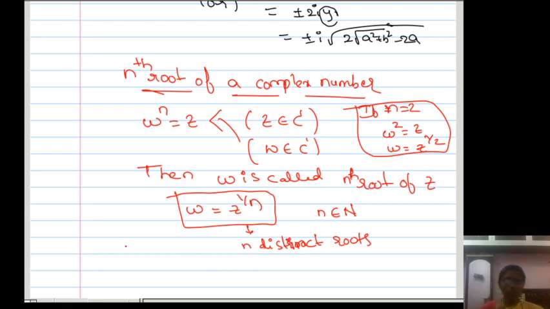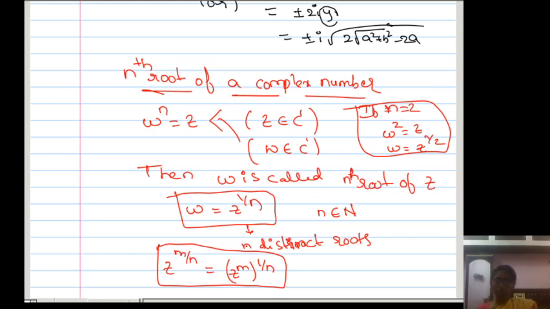Now finally you can also write this. Let z be a non-zero complex number and n be a positive integer. Then z power m by n is defined as z power m into 1 by n. Both are the same. This is the nth root of z power m. Here z is not equal to 0, for a non-zero complex number. And then what happens? Z power m by n has how many distinct values? N distinct values, so you have n distinct solutions. This is the nth root of a complex number.